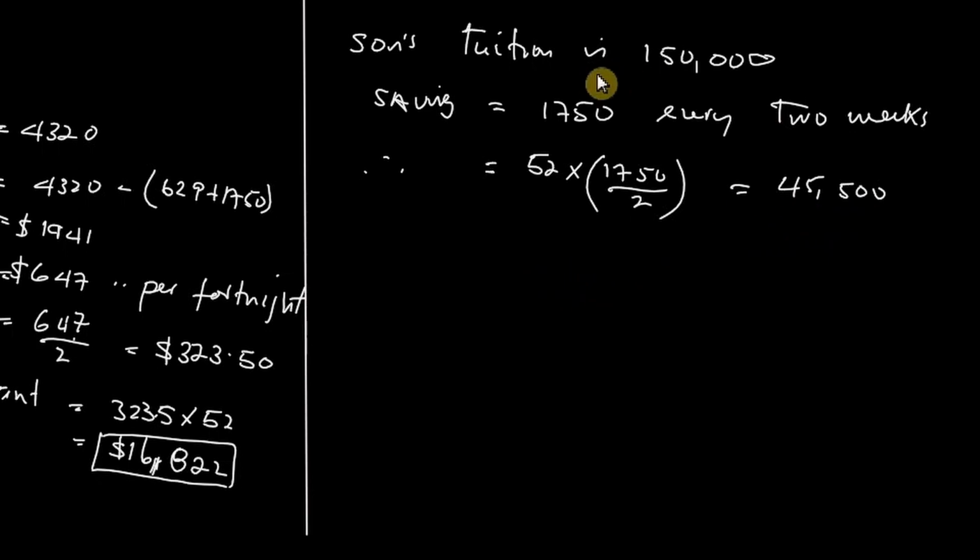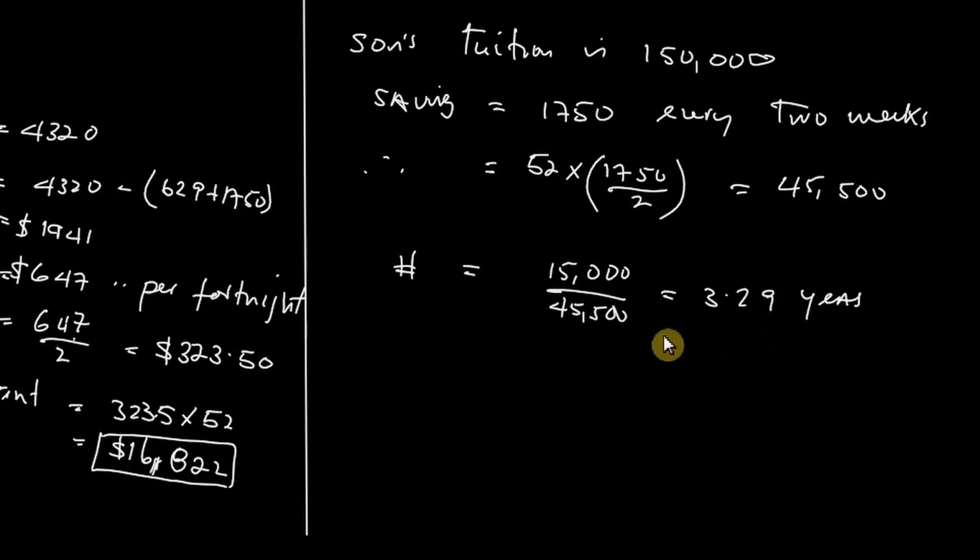Therefore, if she needs to save $150,000, then we need to know how many years will be needed to save this amount. So number of years then is equal to 150,000 over 45,500 is equal to 3.29 years. So we could round this value up to the next whole number, which would then be approximately 4 years she would need to save for her son's tuition.